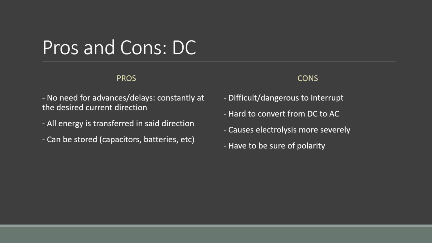Now, the good thing about DC is that you don't really need to worry about advancing or delaying your power, as it will constantly be in that one set as opposed to alternating back and forth. This also means that all the energy is transferred in that direction, so there's no backwards, and it's a lot easier to store, like in capacitors, batteries, all that kind of stuff. But since it is constantly going, it is pretty dangerous to stop in the middle of.